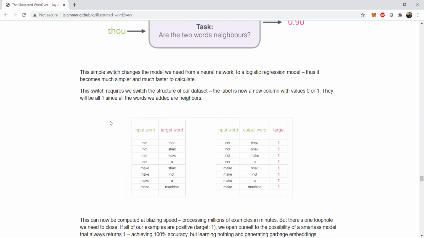So in the example that you see, "make shalt", "make not", "make a", all of these initially have 1, because when we are training for the first time, all of these words will be in the surrounding words. We have taken a sliding window size of 5, and as we recollect in the example that we took, "make" was in the middle, and there were 2 words on either side of it. So all these words, that is "shalt", "not", "a", "machine", all of them come in the context of neighboring words, so initially all of them will be 1.